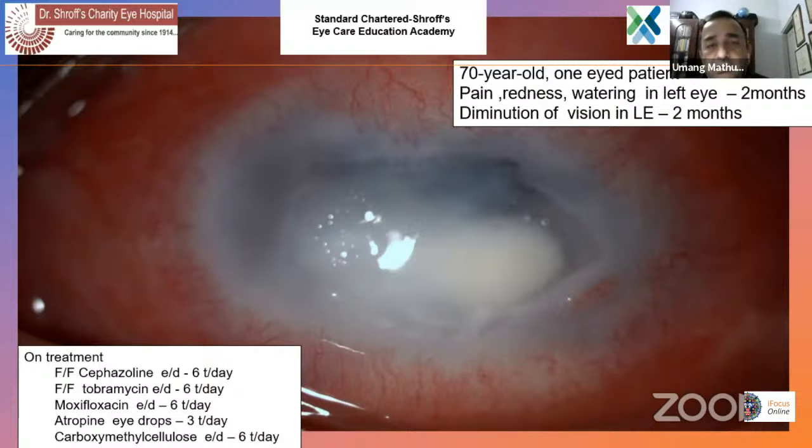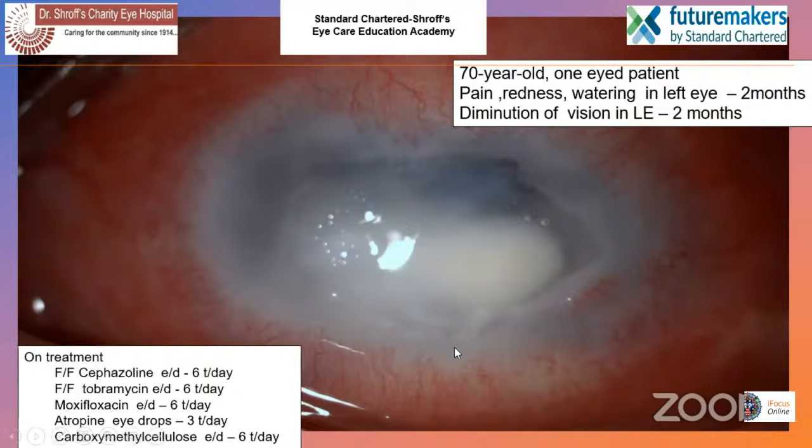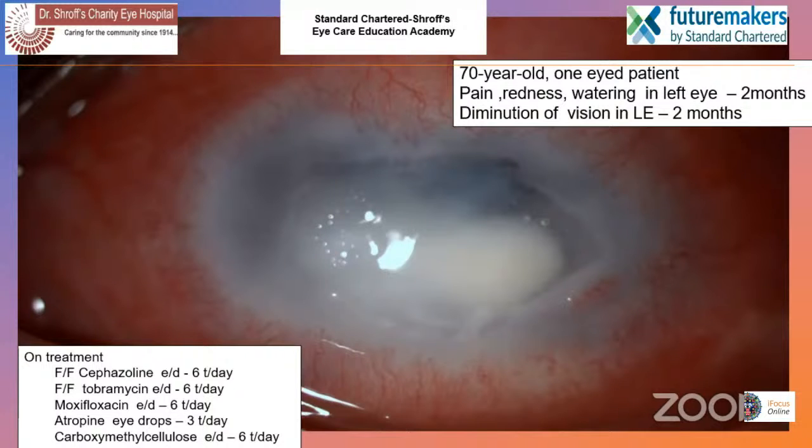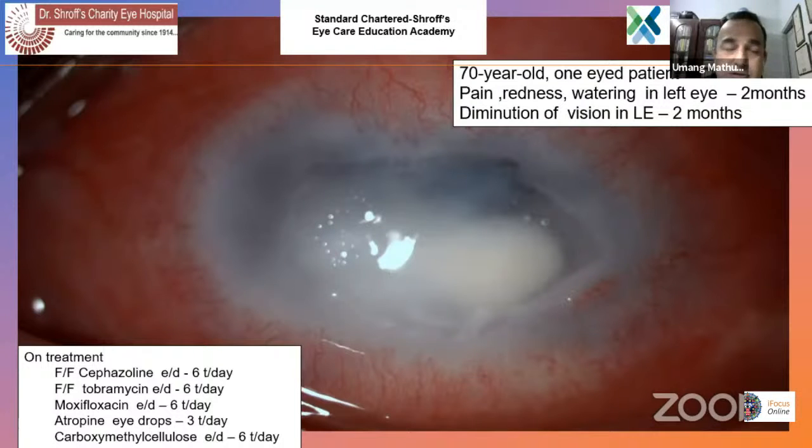Anything else that you would like from the history? History of surgery or diabetes. Okay, so no, maybe not. Any source of infection in the body? Endogenous infection. Yes, these are all important questions. Whenever you see an ulcer, you would ask, but there are one or two other important questions we'll come to. Now, you see a lot of vascularization, right? Yes, sir.